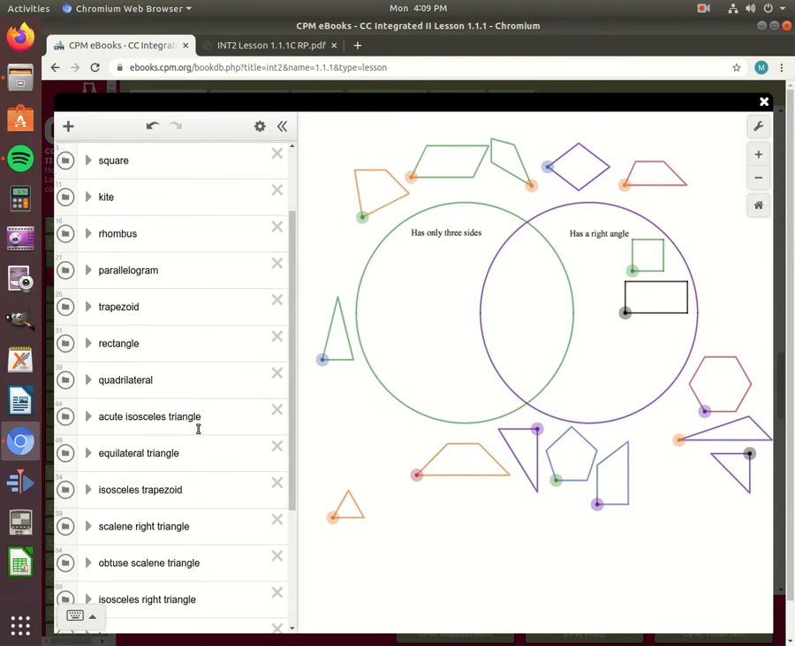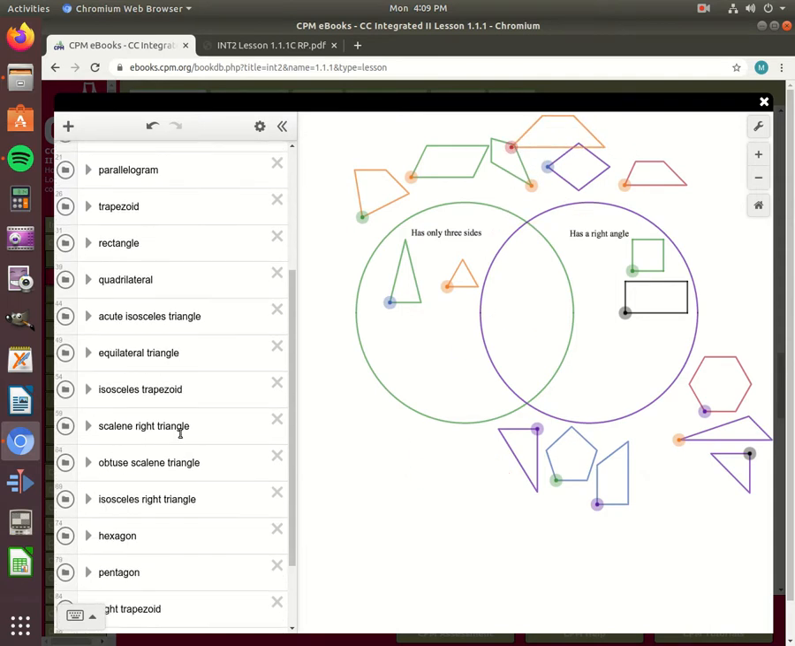An acute isosceles triangle. So now we're finding some triangles, right? Acute isosceles triangle. We're going to go ahead and put that on the left side. It has 3 sides. Equilateral triangle, again, is going on the left side. No right angles there. An isosceles trapezoid. That's going to be neither. And a scalene right triangle. Well, there we go. It has 3 sides and it has a right angle.